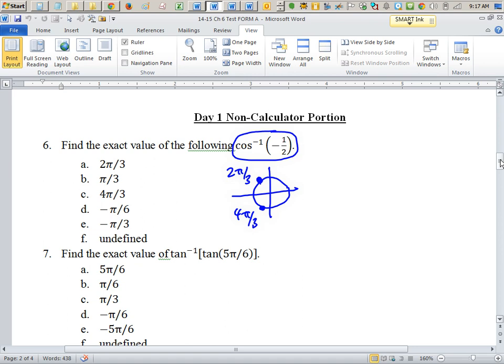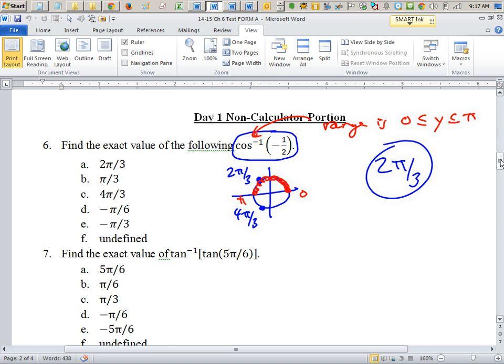See? But when you're doing an inverse cosine problem, the range, that means the answers you're allowed to give, has to be between 0 and pi. So the range is 0 is less than or equal to y is less than or equal to pi. That means you cannot answer 4 pi over 3 because it's out of range. So you're going to have to just go with 2 pi over 3. See? And that's why we're going to go with A. You cannot answer C. It's just not in the range, even though it has the right cosine value. Okay, so it has to be an answer between 0 and pi.